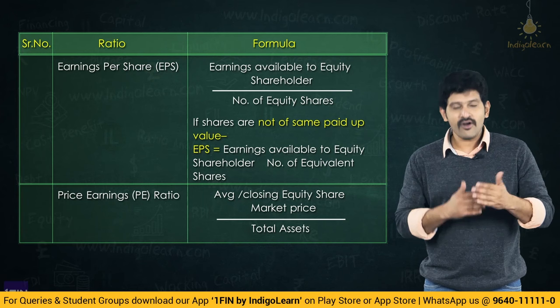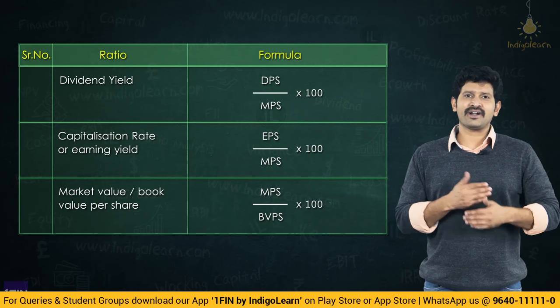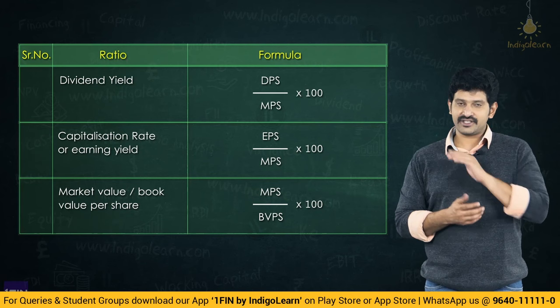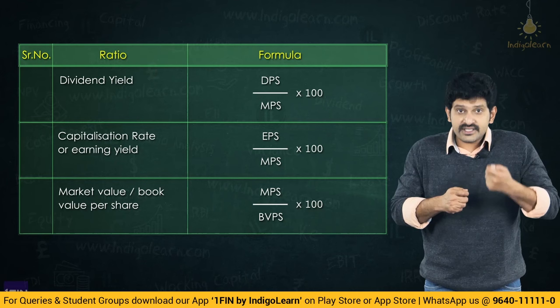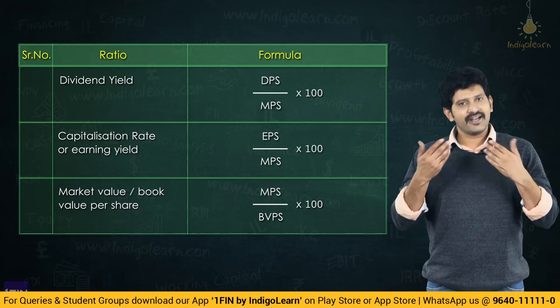Now, the next one is called earnings yield ratio, which is nothing but the reverse of PE ratio. We said PE ratio is MPS by EPS. Earnings yield is EPS by MPS. As we are calling it a yield, we will again express it as a percentage. Therefore, EPS by MPS into 100. So, what is the earnings yield out of the market price? It is EPS by MPS into 100. In the same way, we can also compute our dividend yield, which will be DPS by MPS into 100.